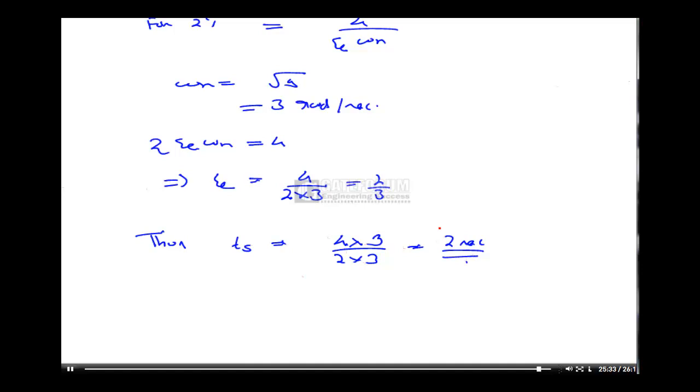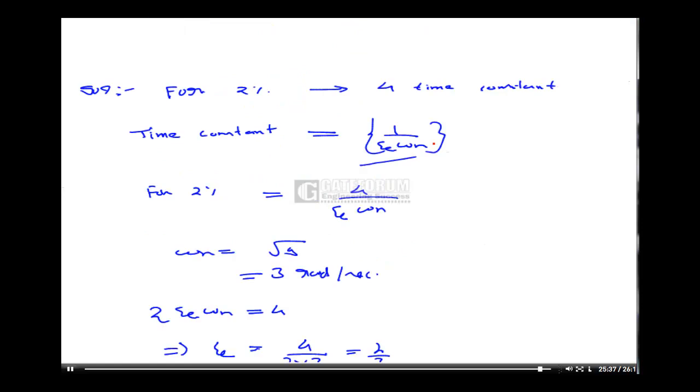Okay, simple question, but we have to know the formula and the number of time constants it requires. Suppose it is a 5% value, then it is 3 time constants. But here it is 2%, so it is 4 time constants. For a system to reach the complete 100%, 0% error, it will require infinite time, because that will never happen.